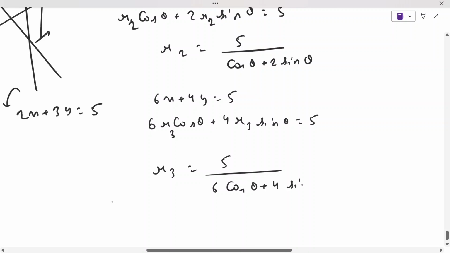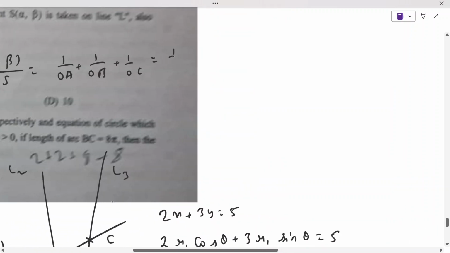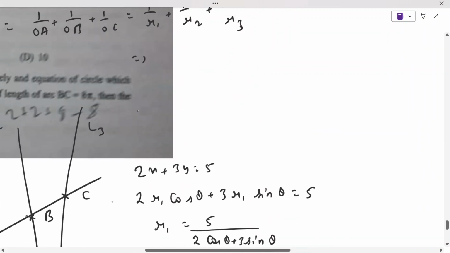Okay. Then what I have to calculate? I have to calculate 1 by r1 plus 1 by R2 plus 1 by R3. Fine. This is equal to what?